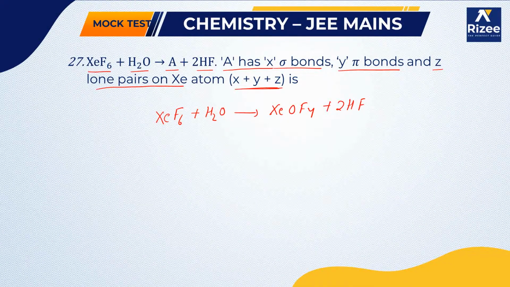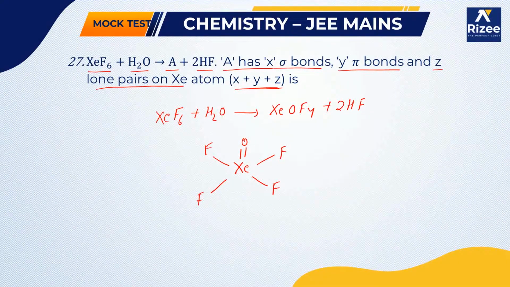So what is the structure of XeOF4? We can write it as double bond O, fluorine, fluorine, and here all the four corners fluorine will be there. Now let's find how many sigma bonds are there. From the structure you can see 1, 2, 3, 4, 5, total 5 sigma bonds. So X value is 5.